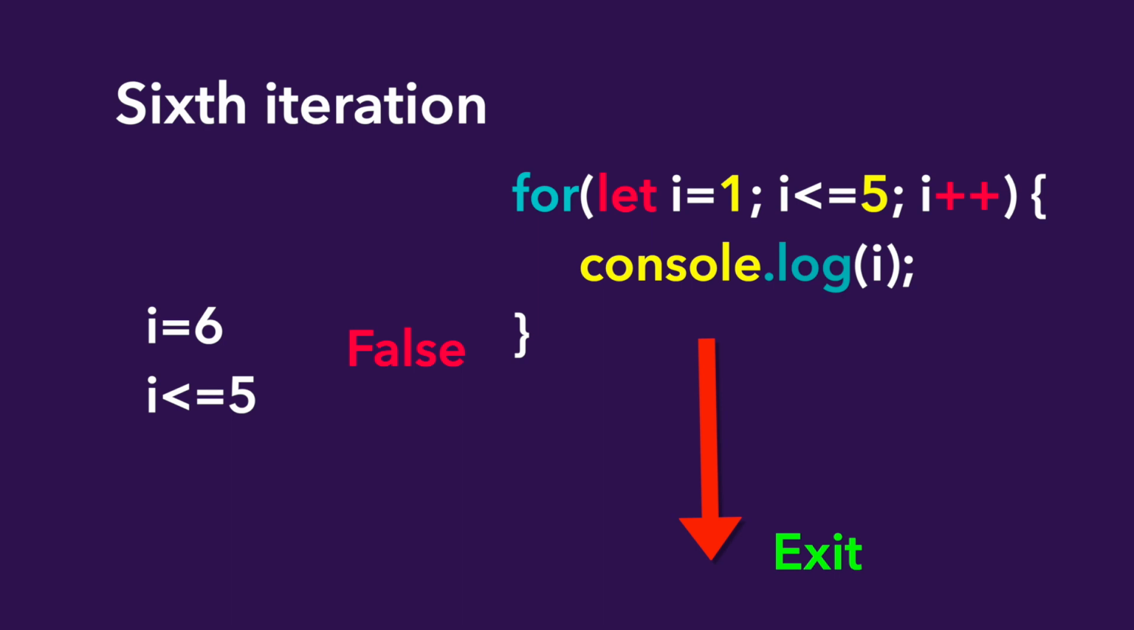So, to sum it up, at each iteration i starts with its current value, performs the specified code, in this case logging to the console, increments itself and then repeats or exits based on the condition. It's a handy tool when you want to do something repeatedly without writing the same code over and over.